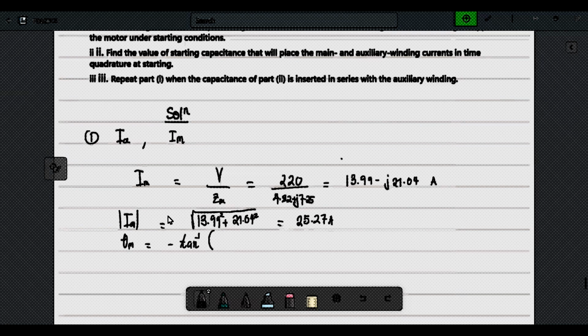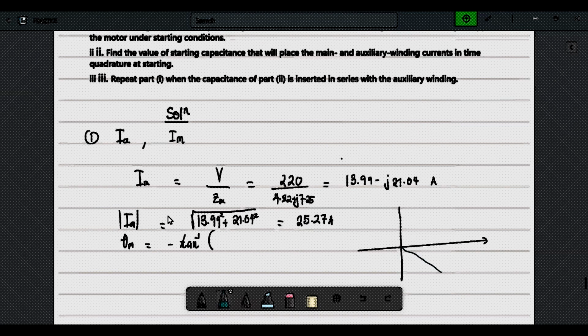Okay, why am I saying negative? Because this current, as you can see, the imaginary part is negative, while the real part is positive. So you have the angle in this quadrant. The imaginary part is the y-axis, the real part is the x-axis, right? So you have the current in this quadrant. Okay, that 25 amps is in this quadrant.